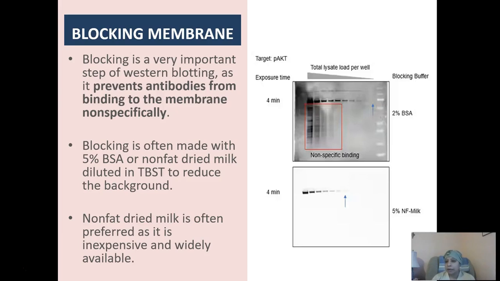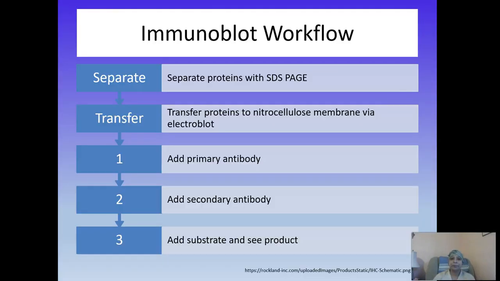Sometimes you have to play around with the blocking buffers as well. You try non-fat milk, and like I said, 90% of the time it works great. Sometimes it doesn't. If it doesn't, then we try BSA, and if one doesn't work, typically the other one works. And so you can play around with it when you're first trying out a new antibody and see which one is the best. Also, non-fat dried milk is really inexpensive, easy to find. I could just go and pick some up from Walmart for all I care. It's the same one. We just dilute it into the TBST.